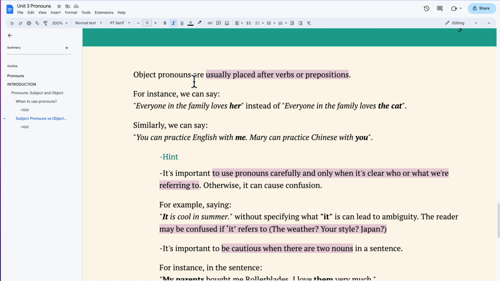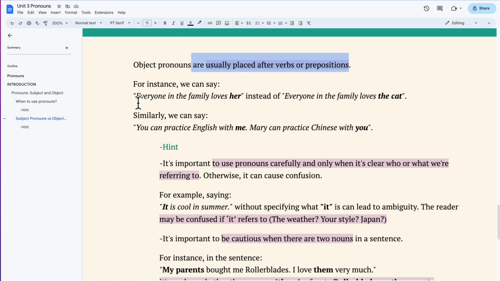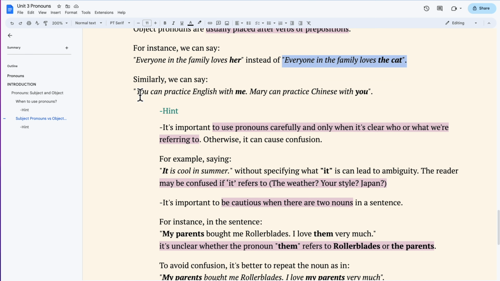Object pronouns are typically placed after verbs or prepositions. For example, we can say everyone in the family loves her instead of everyone in the family loves the cat. Additionally, using object pronouns can help make our language more efficient, such as in the sentence, you can practice English with me. Mary can practice Chinese with you. The example uses the pronouns me and you.